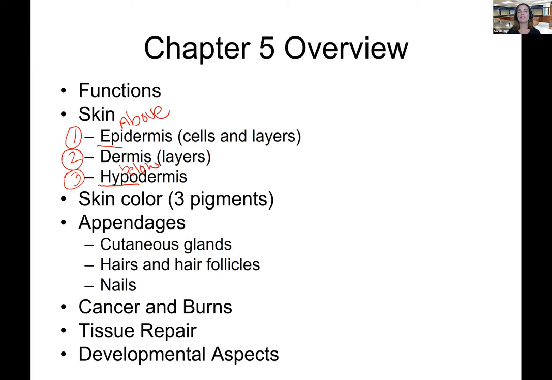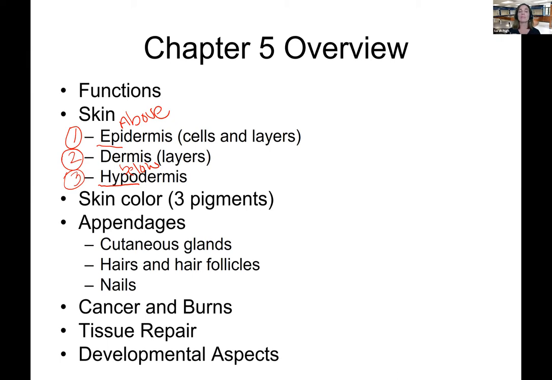We will also talk a little bit about skin color. So what gives your skin its color or its tone? Now, we're not going to go over all the pigments that we find, but I am going to mention the 3 most common pigments that really tend to give your skin a lot of color and tone. And then towards the end of the chapter, we'll also go through a couple of things, like we'll talk about some of the glands that are in your skin.